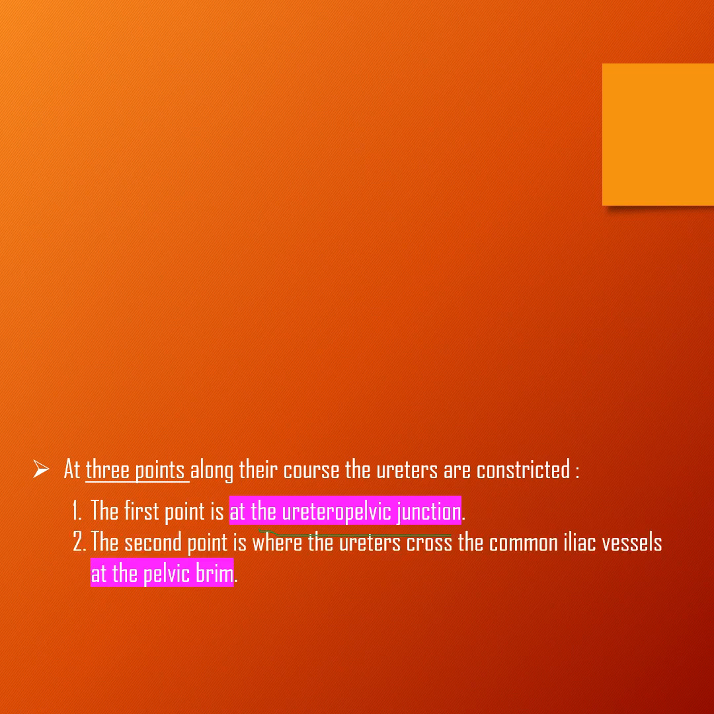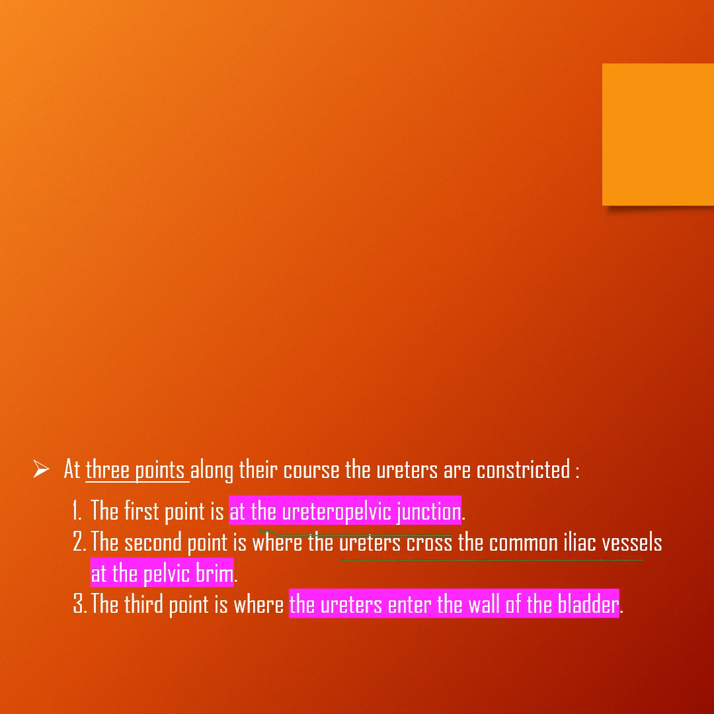There are 3 points along the course of the ureter where there is a high chance of kidney stones accumulating. Along their course, the ureters are constricted. First is at the ureteropelvic junction. Second is at the pelvic brim, where the ureters cross the common iliac vessels. Third is where the ureters enter the walls of the bladder.